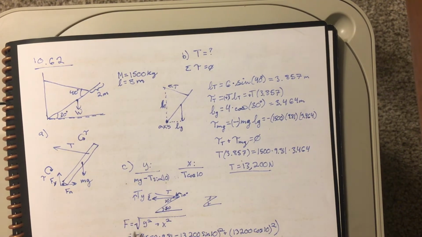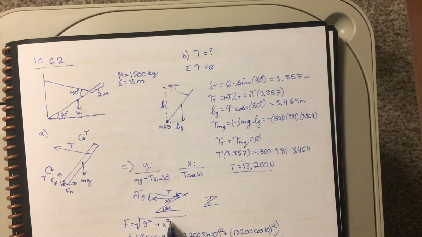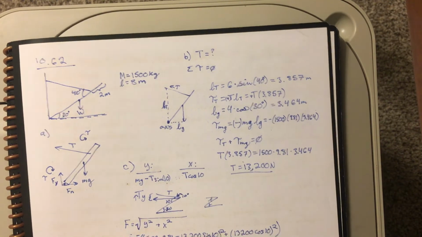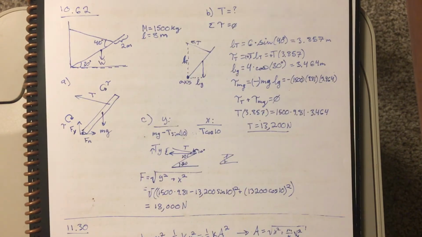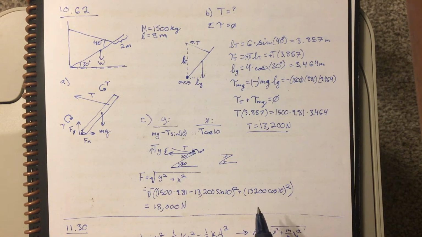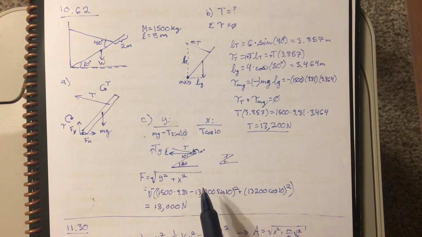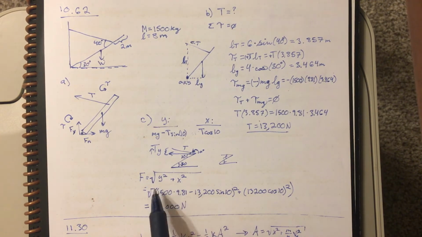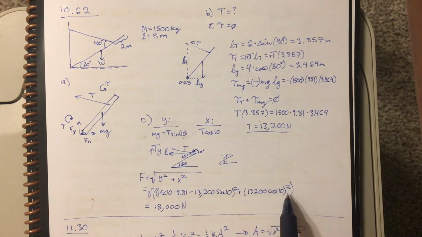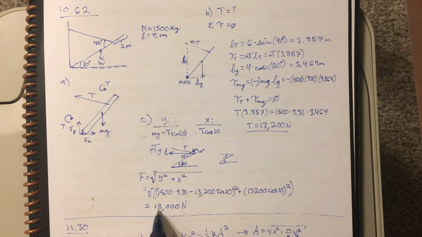And then we know that the force is going to be the y component squared plus x component squared, if you remember your trigonometry or algebra: a squared plus b squared equals c squared. So you plug in all the numbers, and you get 18,000 newtons.